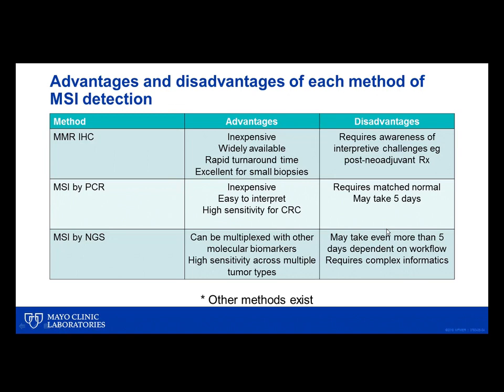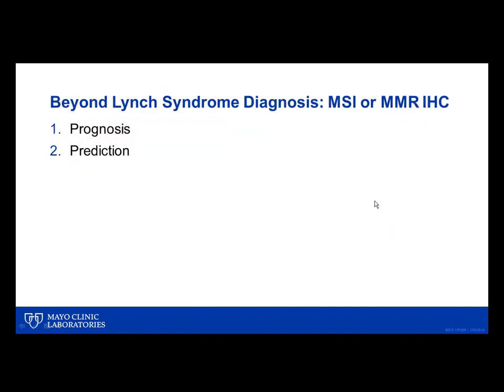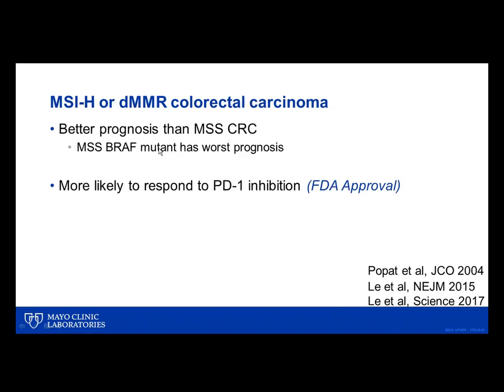So beyond Lynch syndrome diagnosis, the detection of microsatellite instability has other important clinical applications that are used in the real world routinely today. And those are first to provide prognostic information to patients, which is really important, and also to provide predictive information, which is incredibly important in today's practice.